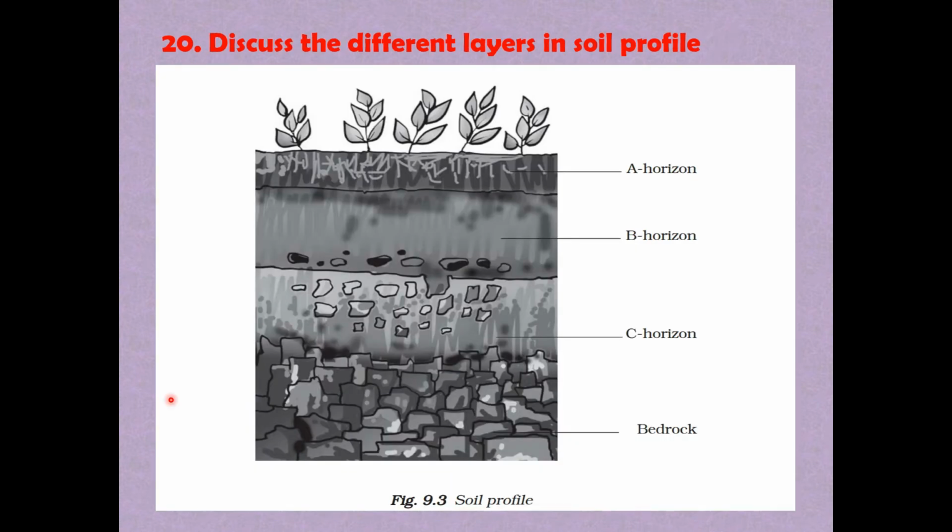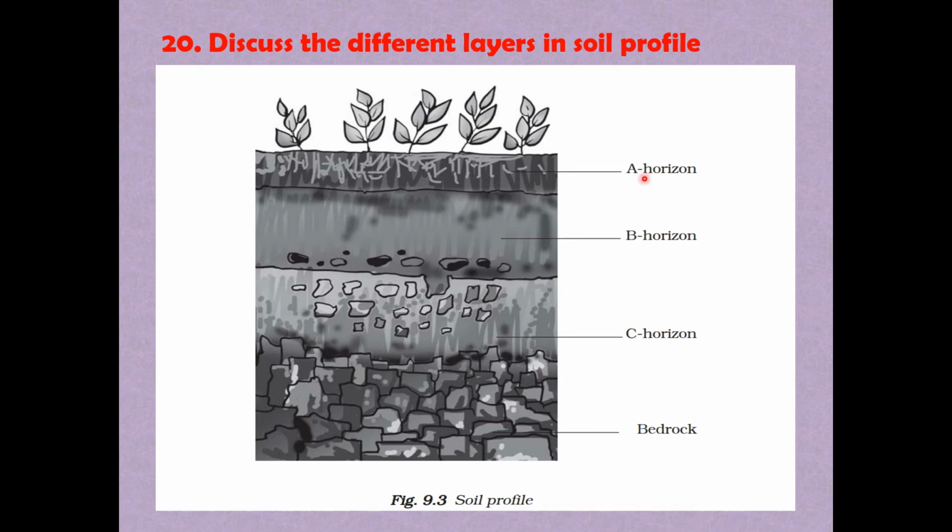Let's learn in detail about the different layers in the soil profile. So what is a soil profile? Soil profile is a vertical section through different layers of the soil to the underlying solid rocks. Next, there is A horizon, B horizon, C horizon and the bedrock. A horizon is also known as topsoil, B horizon is known as subsoil and C horizon is called substratum.